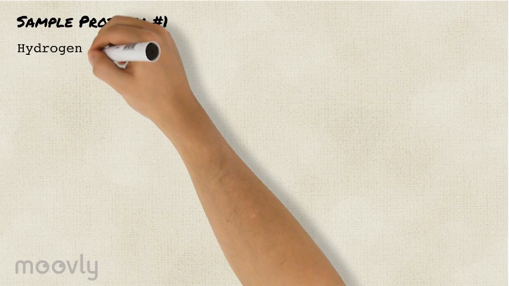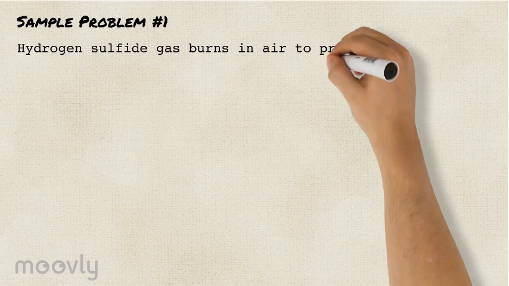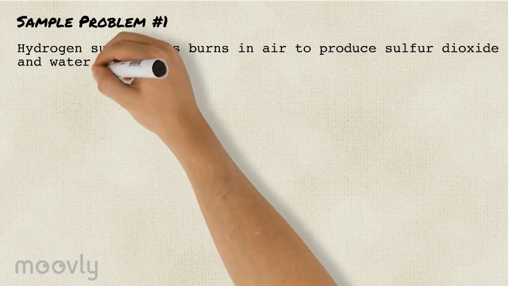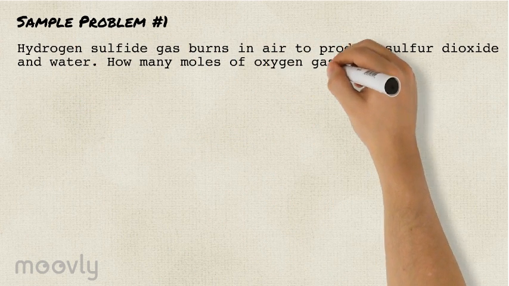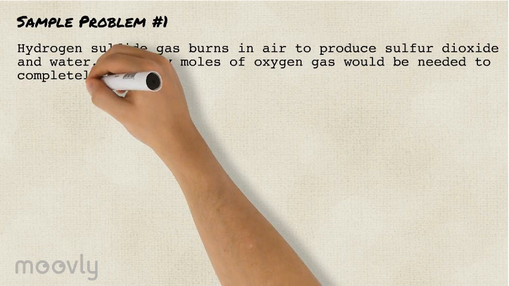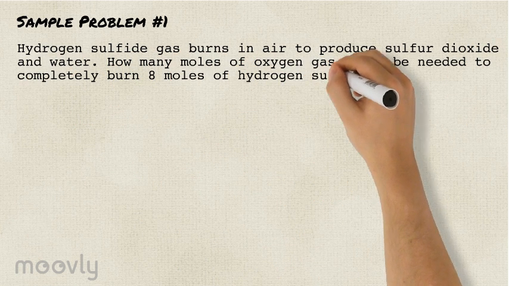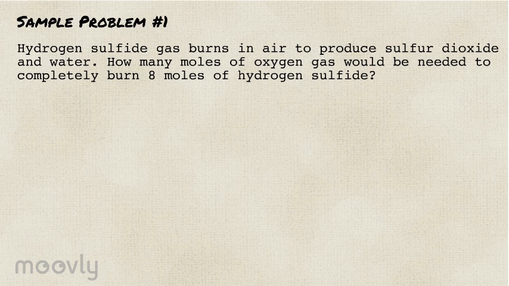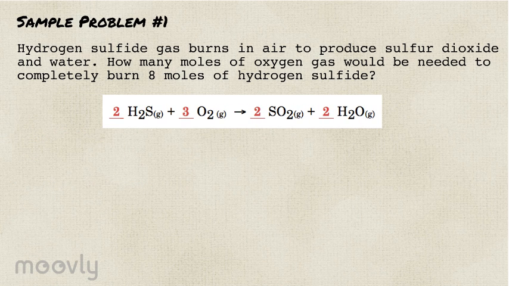Let's look at sample problem number 1. Hydrogen sulfide gas, which smells like rotten eggs, burns in air to produce sulfur dioxide and water. How many moles of oxygen gas will be needed to completely burn 8 moles of hydrogen sulfide? To start off this problem, we're going to write the balanced chemical equation to describe the reaction and its mole ratios. According to the balanced equation, the coefficients should read 2, 3, 2, and 2.